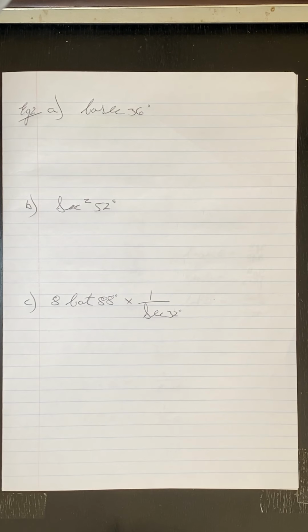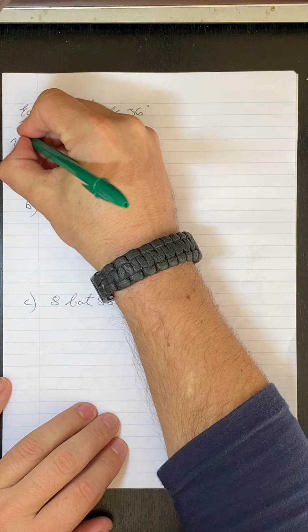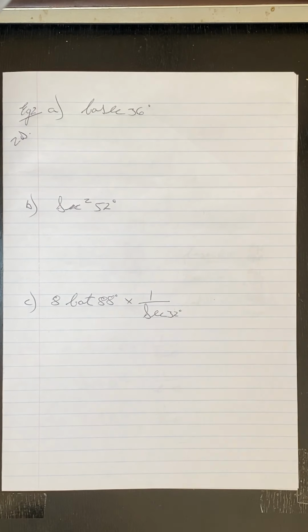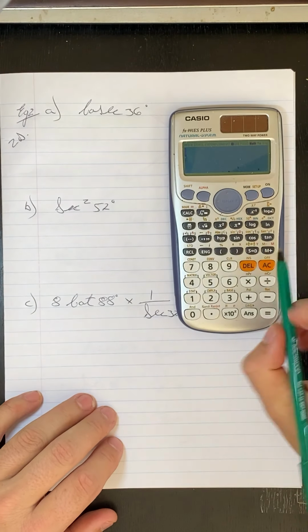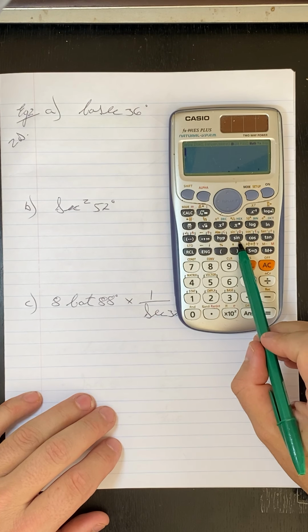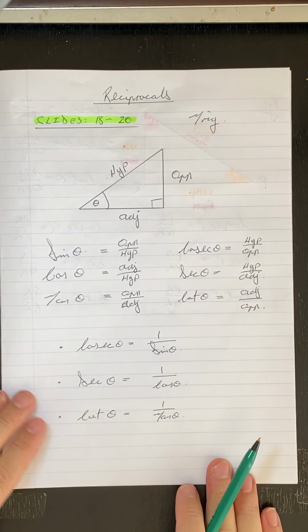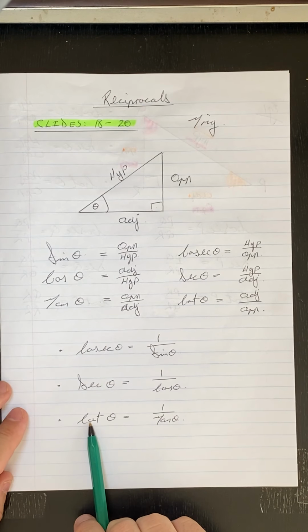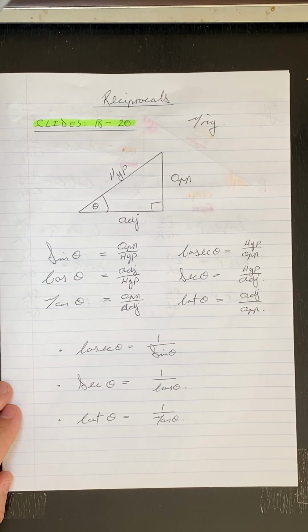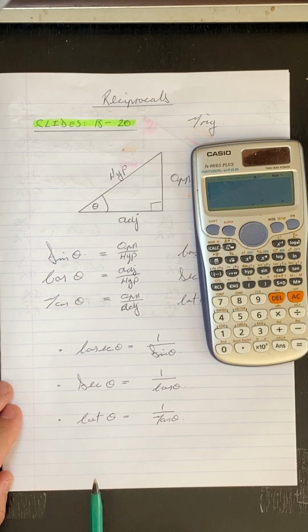Example 2 is saying determine the value of the following correct to 2 decimal places. So we've got calculator work here, and if you look on your calculator, we don't have a cosec, sec, or cot button. We've only got sine, cos, or tan. Now, if you remember in the beginning, that's why I wrote these things here. Because we can write cosec, sec, and cot in terms of sine, cos, and tan, which is on our calculator, by doing these things over here.